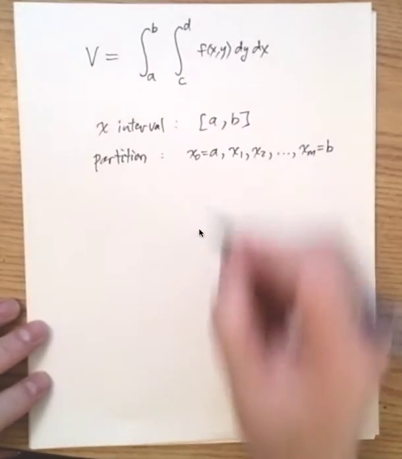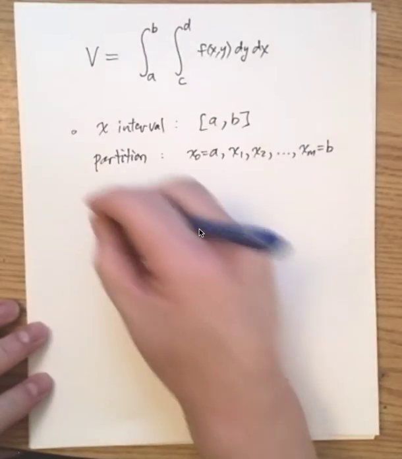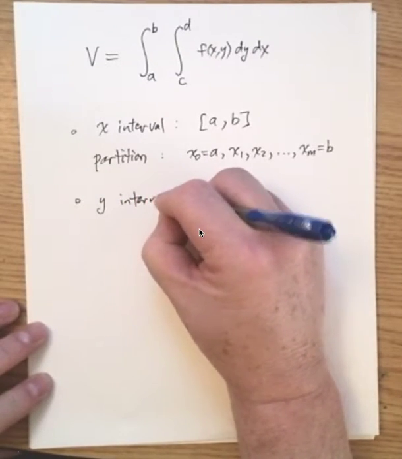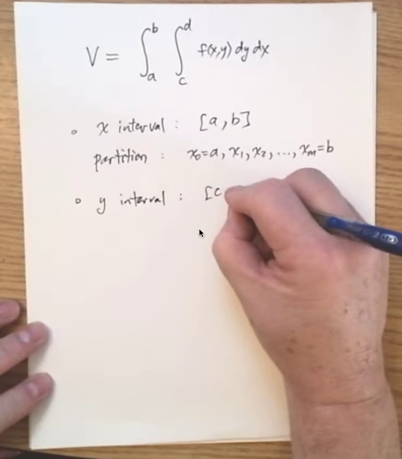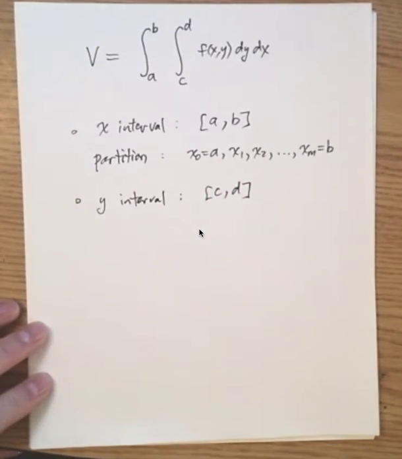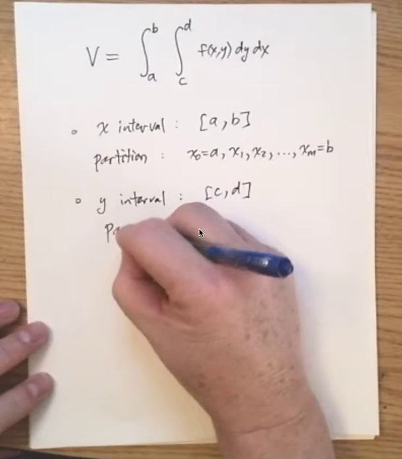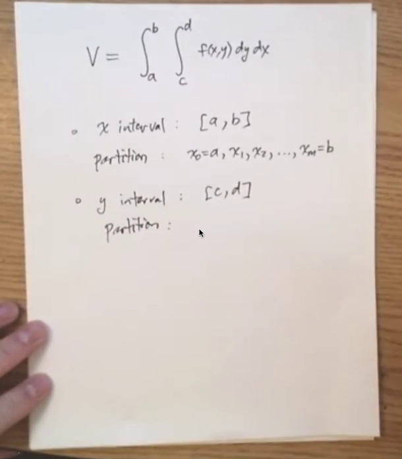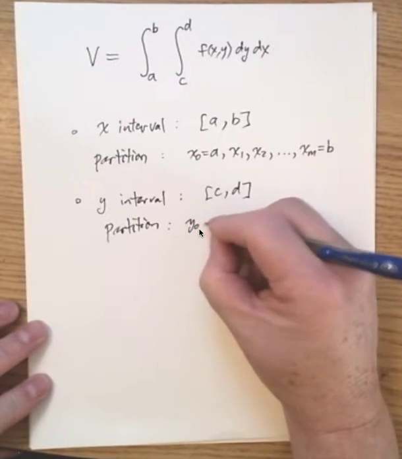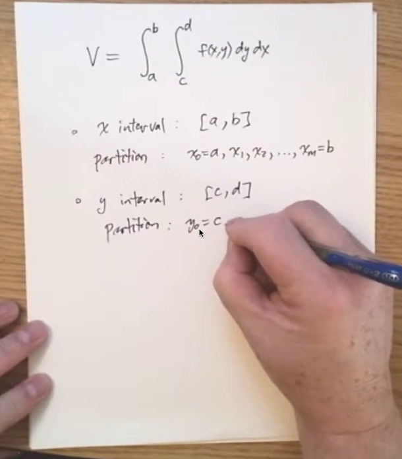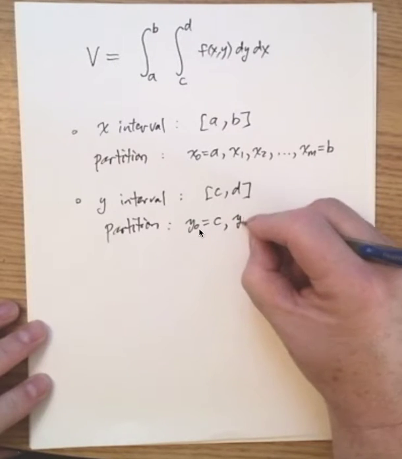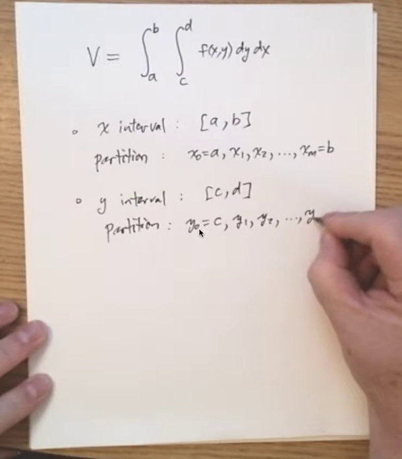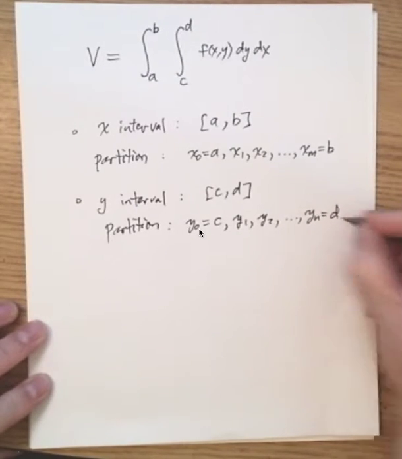So there's our x interval, and then we have our y interval, which I think was from c to d. Here's our partition in the y. Let's say y sub 0 is c, and then we have a value greater than that, y sub 1, y sub 2, all the way, say, to y sub n is equal to d.